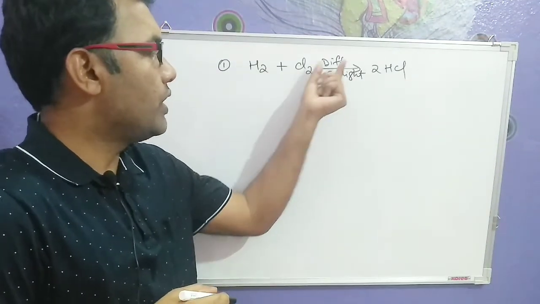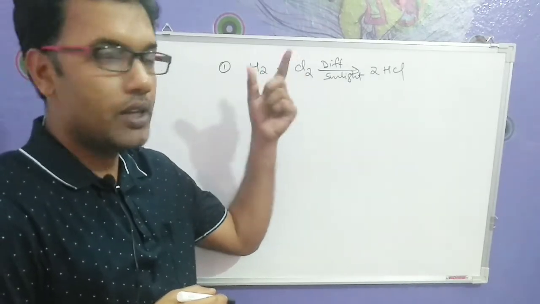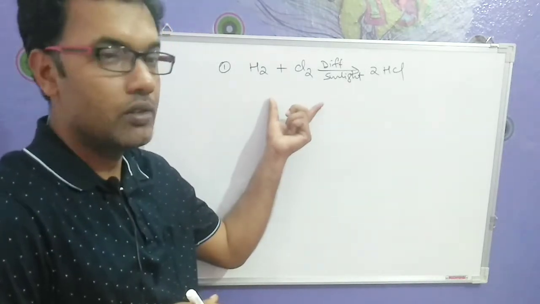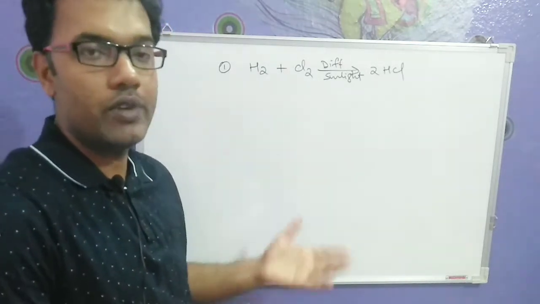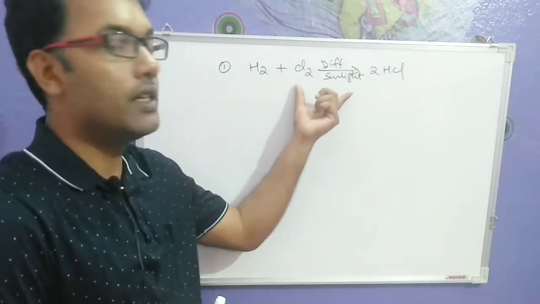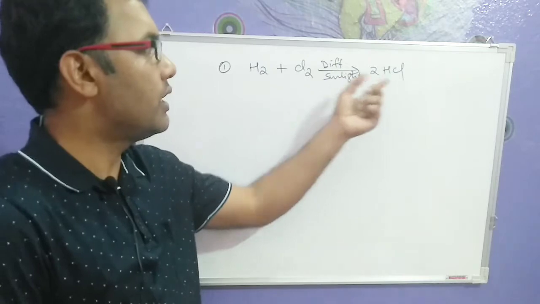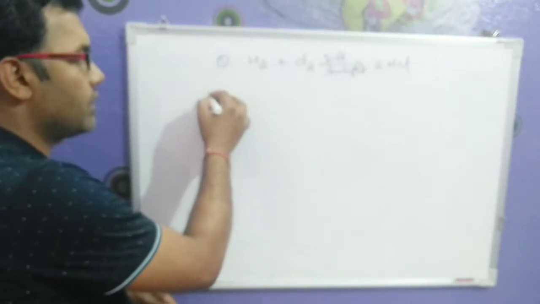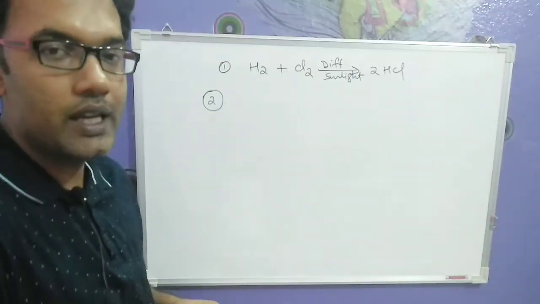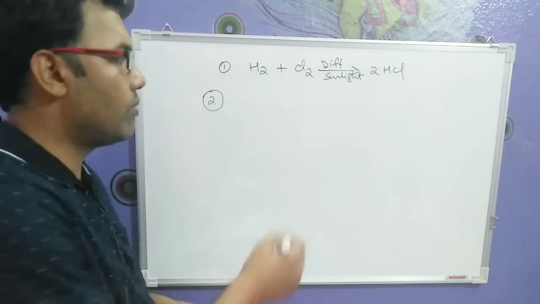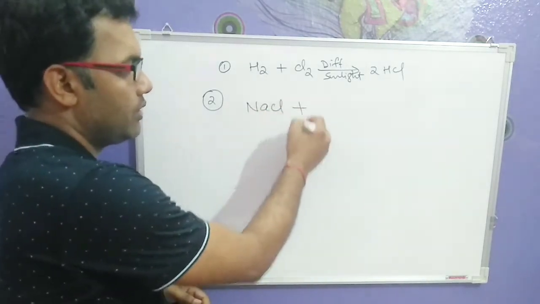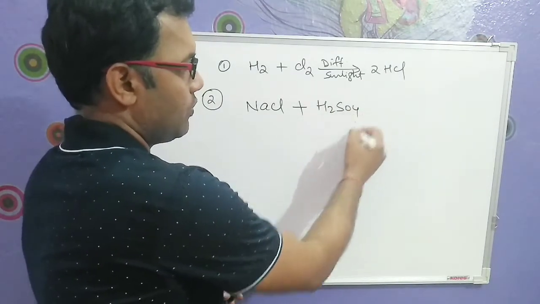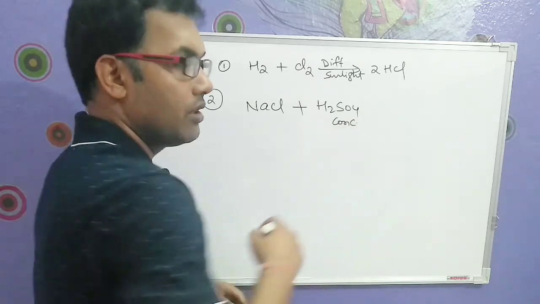Now see here, we prefer diffused sunlight. We cannot perform this experiment in daylight. If we do, what will happen? There will be a very big explosion. So this is a highly dangerous method to prepare HCl gas, so we don't prefer this. What do we prefer? We prefer the second method. The second method for preparation of HCl is by the use of common salt, and we are using one of the strongest acids, that is H2SO4, and that also in concentrated form.